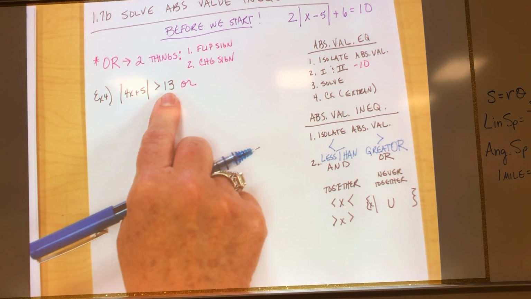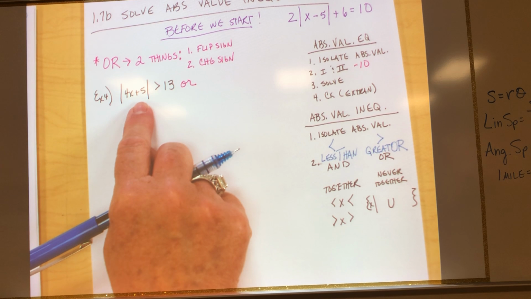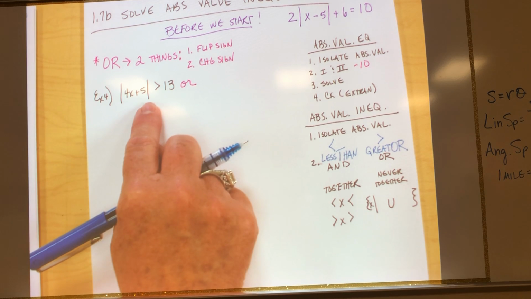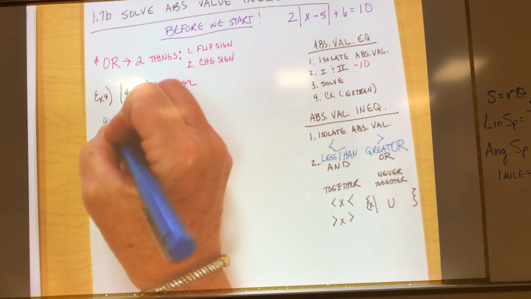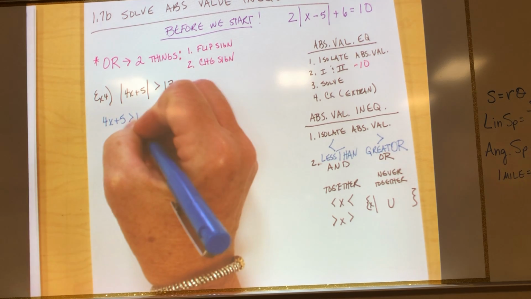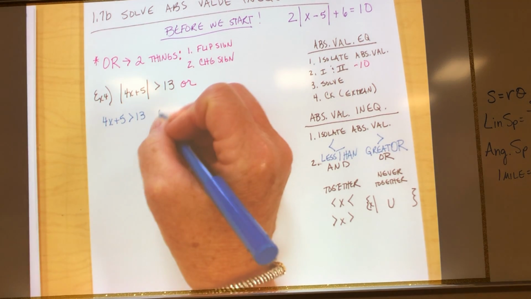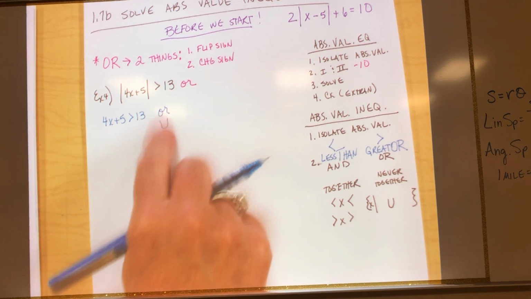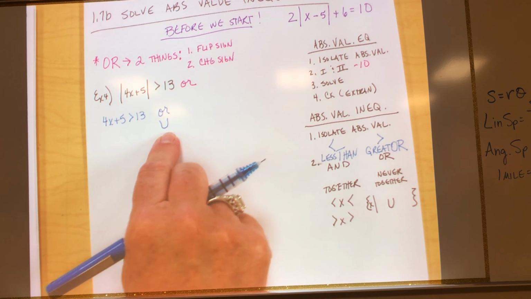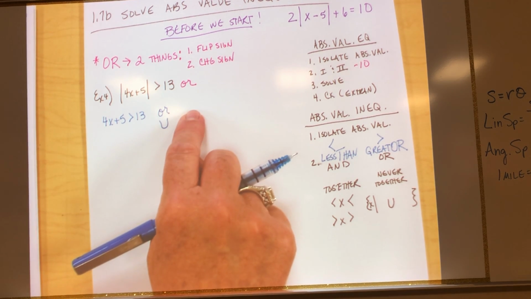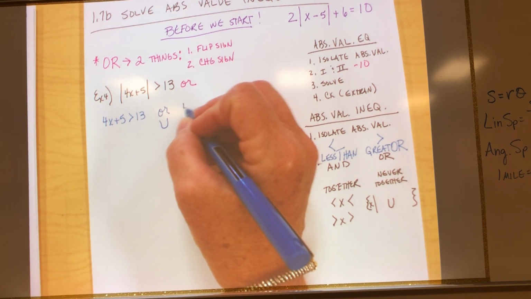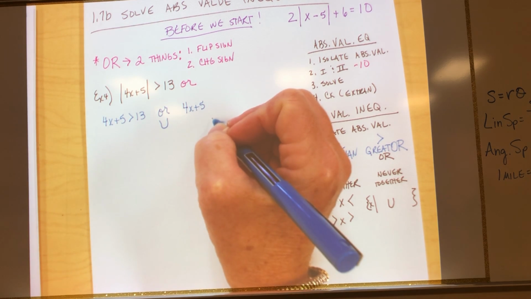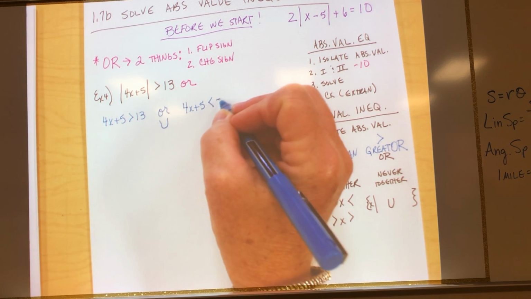I'm going to take this and I'm just going to write it down with no absolute value. All I'm going to do is take this problem and write it down without the absolute value. So it's going to say 4x plus 5 is greater than 13. Or, you could use the union symbol. That's normally what I would use. I just used both for y'all. Or, now what am I going to do? What's my next statement going to say? 4x plus 5 is less than negative 13.